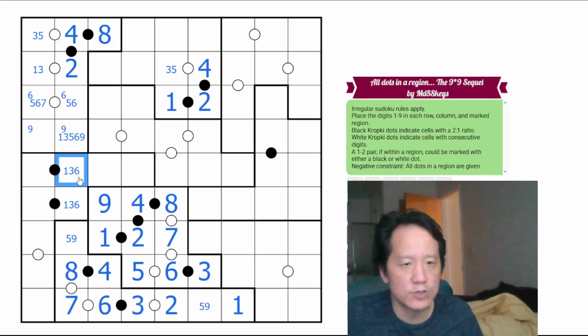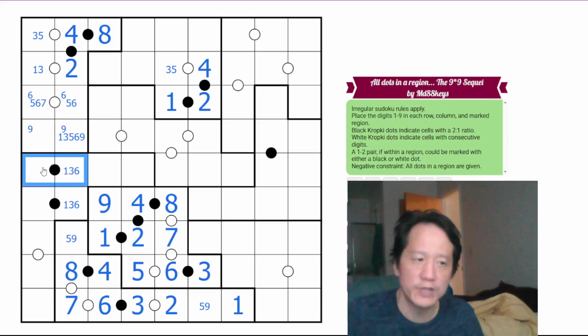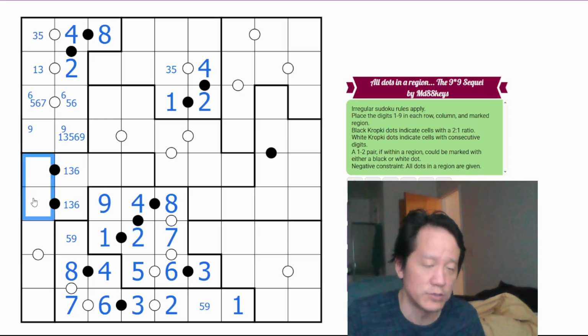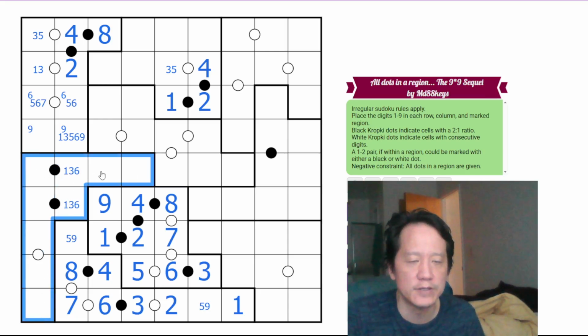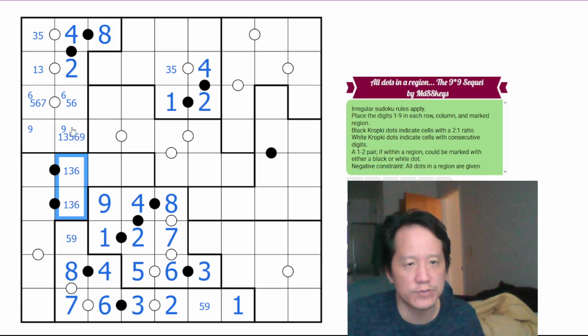So one of these has to be 3 or 6. The other one cannot be 3 or 6, because 3 and 6 can only be in a 1 to 2 ratio with the other 3 or 6. And if these were both 3 and 6s, these would also both have to be 3 and 6s, and then we would have a repeat in this region. So one of these is 1, the other is the other 3 or 6. So this cannot be 1.